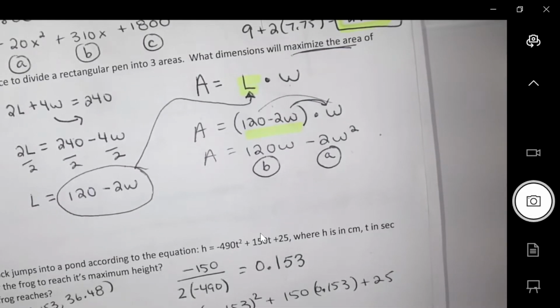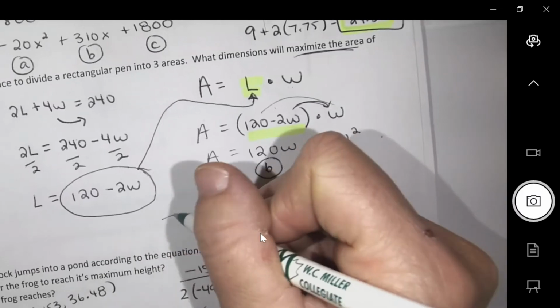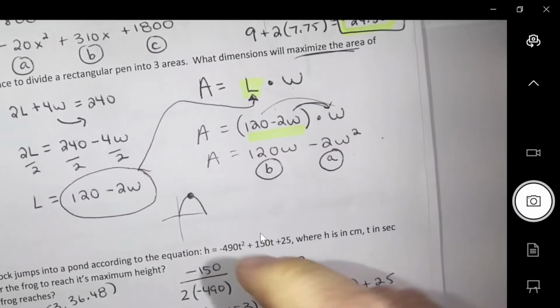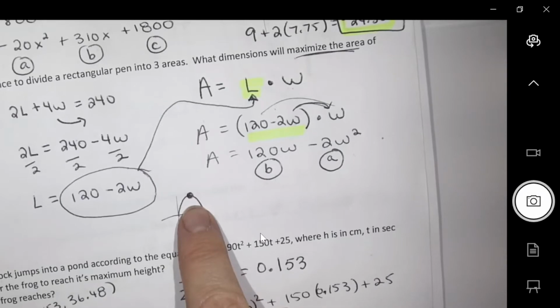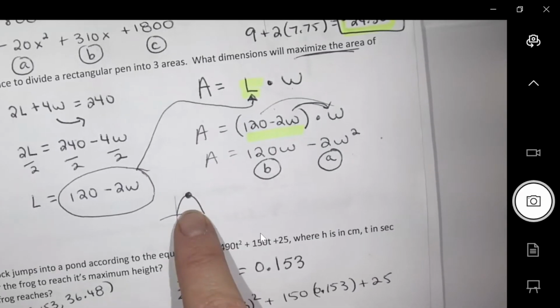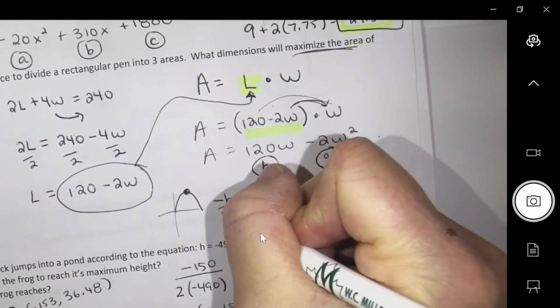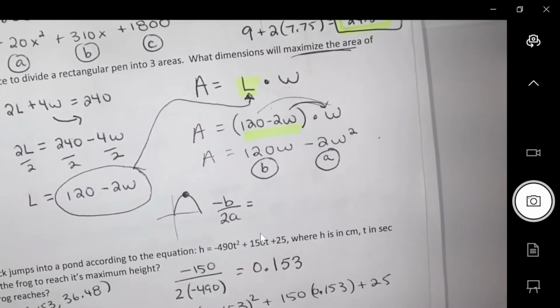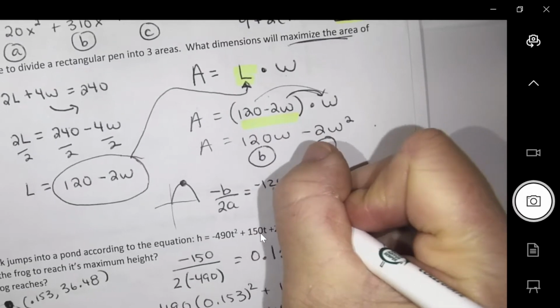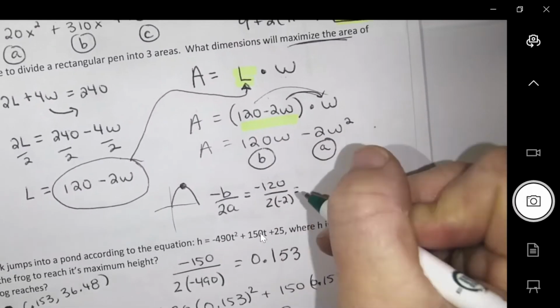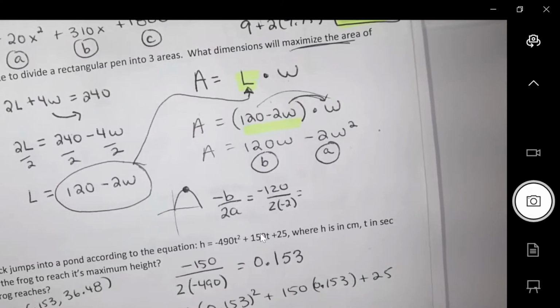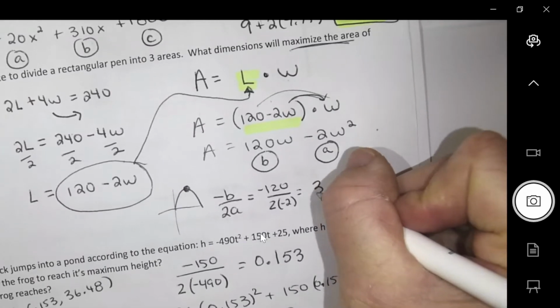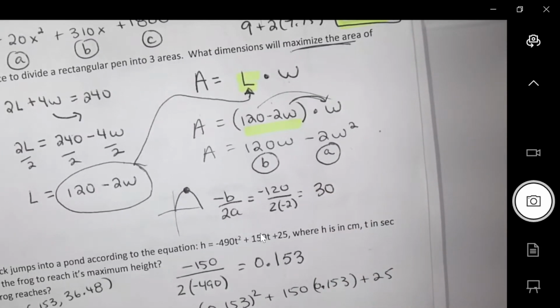Okay, so we're trying to maximize something. What do we do when we're trying to maximize something? Vertex. How do we find the vertex? -b over 2a. So -120 and I got 30.